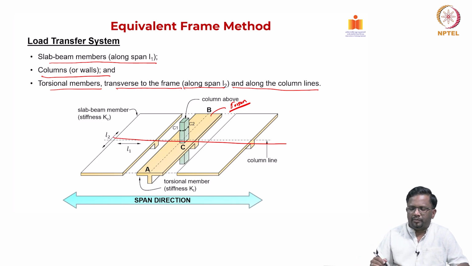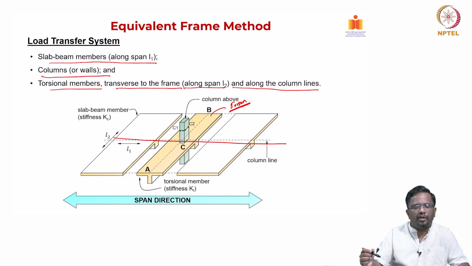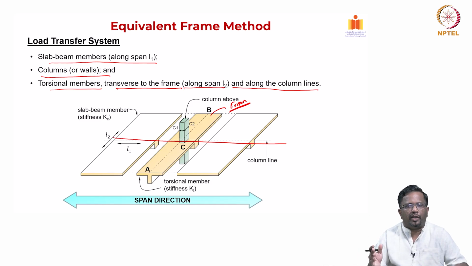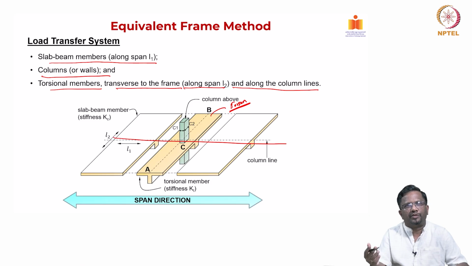Then you have a slab, and sometimes you may also have a beam below that. That is why it is called a slab beam member. In a typical flat plate, you will only have a slab, and a flat slab may also have a drop panel or a capital, but in a typical flat plate or flat slab, you do not have a beam that is running along the span direction. But in a generic case, you may have a beam as well. So, that is the reason this element is called a slab beam member.